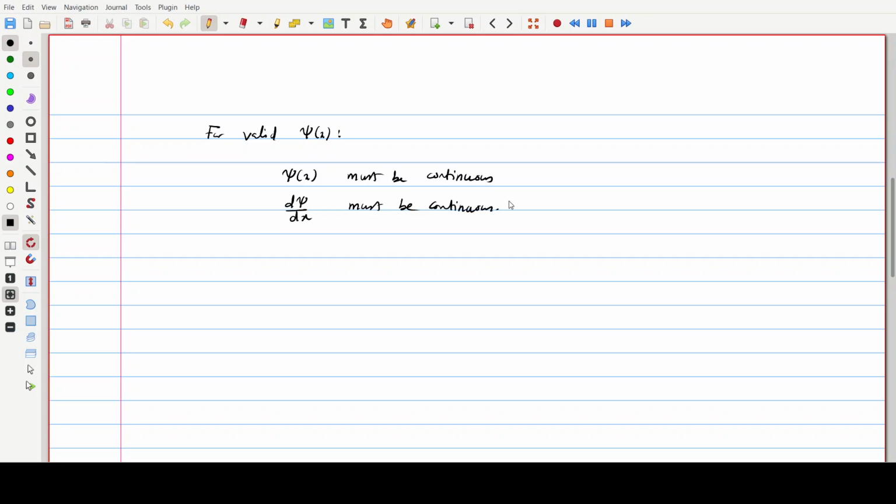Now, is there any other condition for the wave function? Yes, indeed, there is one more condition, because we know that there is some physical meaning for this wave function. There is no direct meaning for the wave function itself. Instead, there is a meaning for its mod square. So remember, this mod square of the wave function is called the probability density.